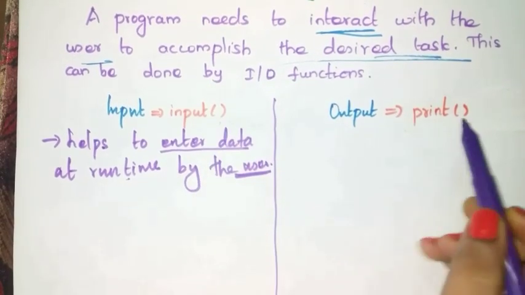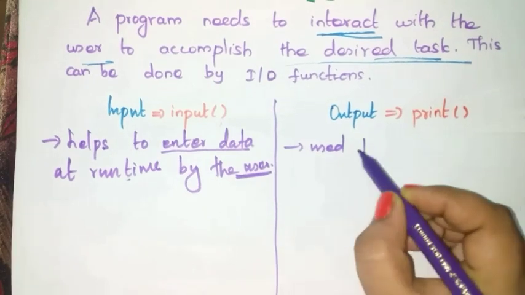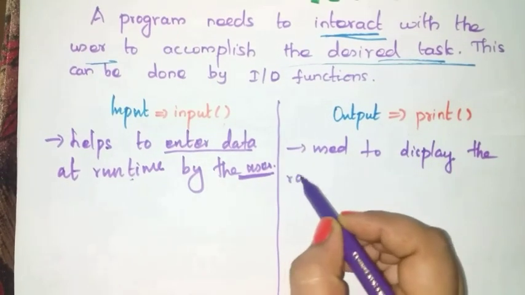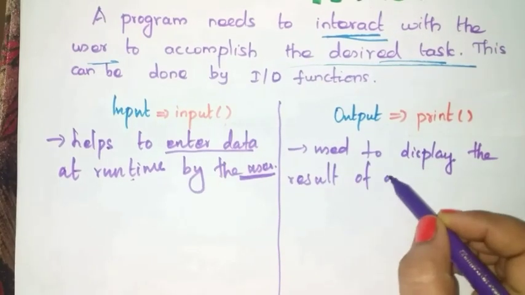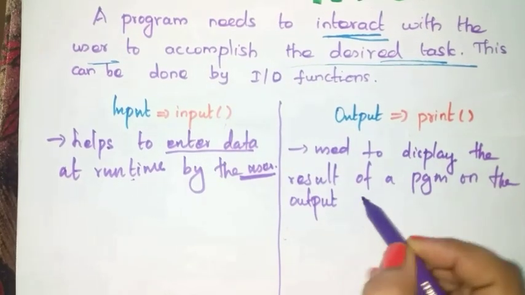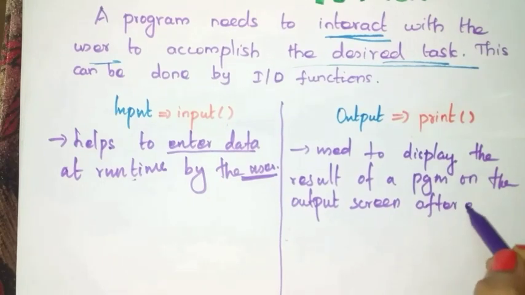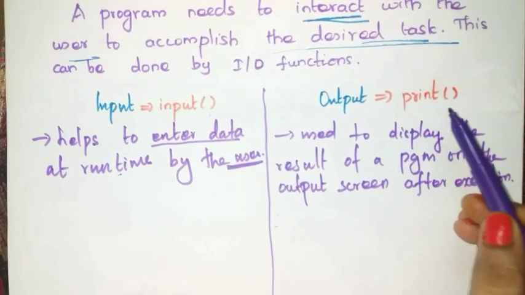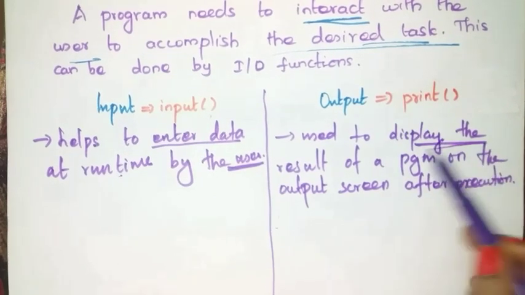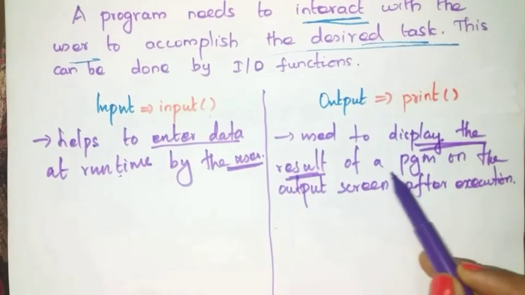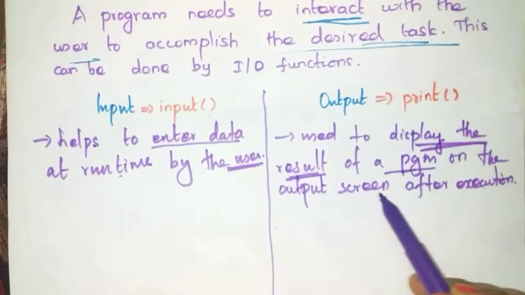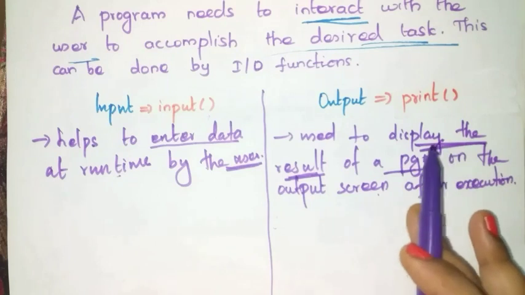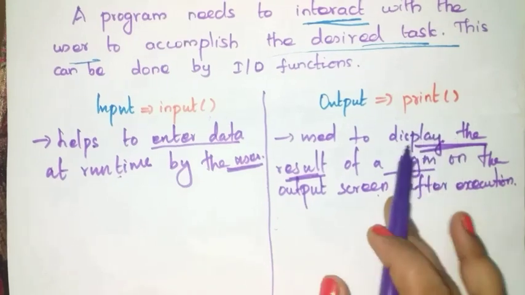What is the use of the print function? It is used to display the result of a program on the output screen after execution. This print function is used to display the result of a program on the output screen after execution. So this output function is used to display the results.